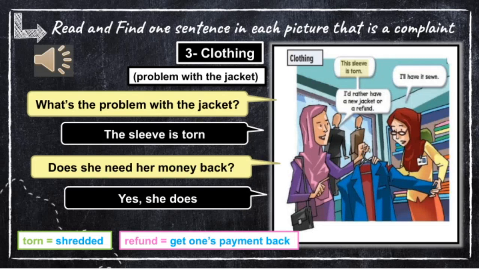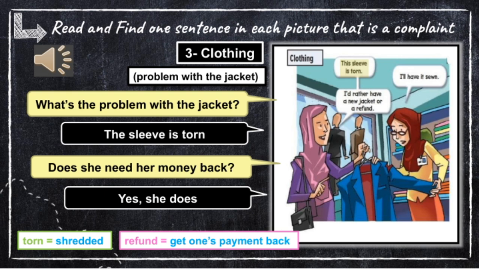Now let's take a closer look at some common complaints and how they relate to clothing issues. First, we see the word refund, which means getting your payment back. For example, if you're unhappy with a purchase, you might ask for a refund. Next, torn means shredded or damaged, like a jacket with a ripped sleeve. In the example on the slide, someone asks, "Does she need her money back?" indicating a potential issue with the item. Then we see the statement, "The sleeve is torn," which is a clear complaint about the jacket.